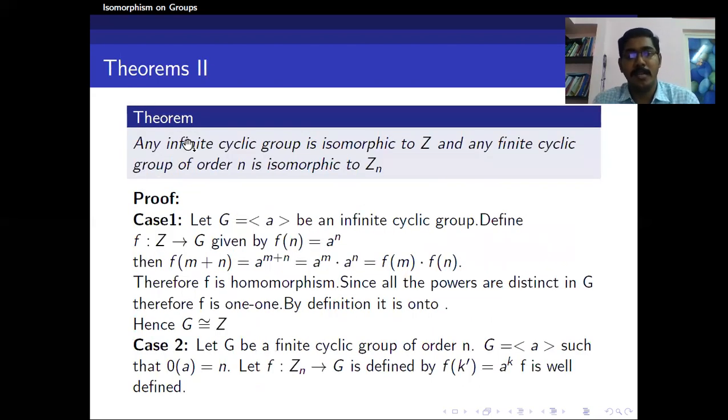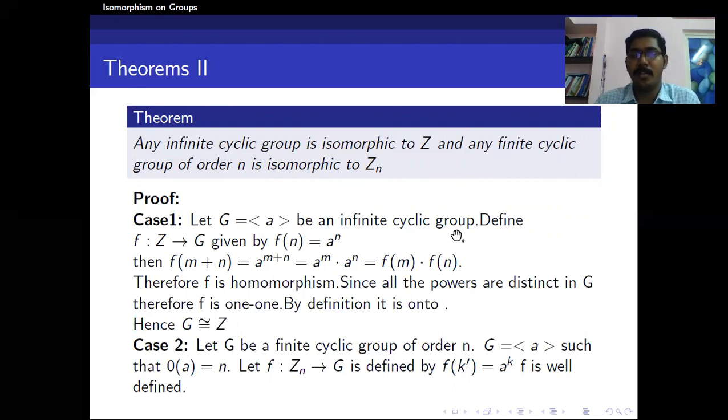Next theorem: any infinite cyclic group is isomorphic to Z, and any finite cyclic group of order n is isomorphic to Zn. So what we have to prove here is that any infinite cyclic group is isomorphic to the set of all integers, and any cyclic group of finite order n is isomorphic to Zn. Now, I am taking case 1. In case 1, I am assuming G is an infinite cyclic group. Let G be an infinite cyclic group.